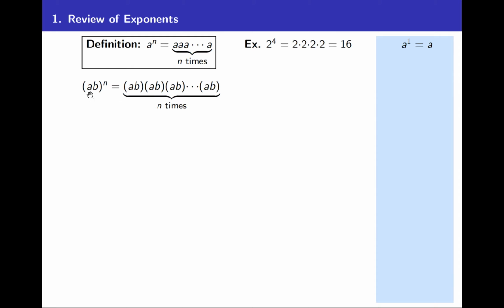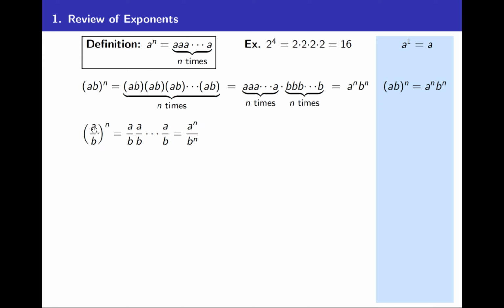Think about taking a times b and raising it to a positive integer power. That would be ab times itself n times, by definition of ab to the power of n. And you could collect those n a's together and the n b's and group them together. This would be equal to a times itself n times, then times b times itself n times, and that's a to the n times b to the n. So our next basic property is ab to the power of n equals a to the n, b to the n, right here.